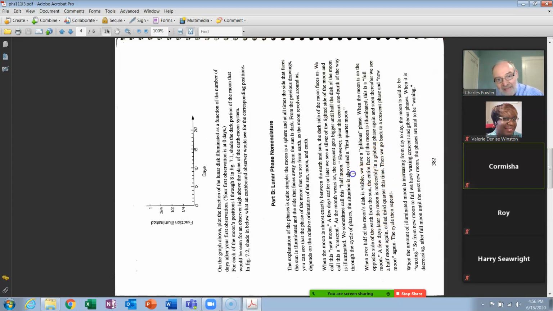Okay? Now, once it passes full moon, it's still gibbous, because it's more than half, until it gets here, and then it's a half moon again, and then it becomes a crescent again. A big crescent, little, smaller, until it's a new moon again. So those are the things.